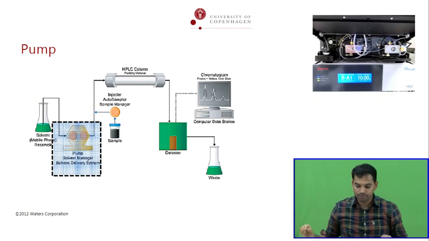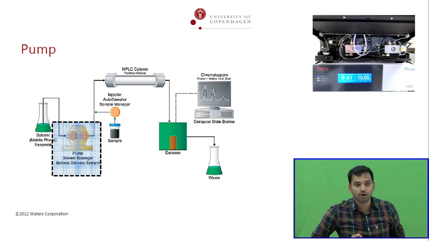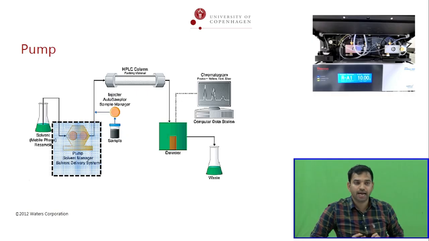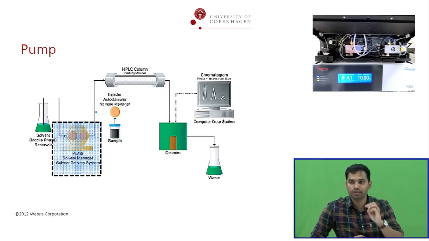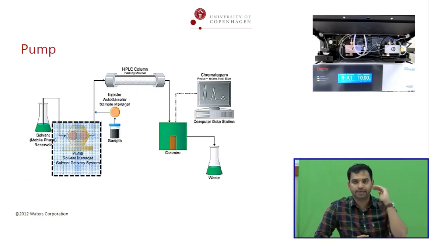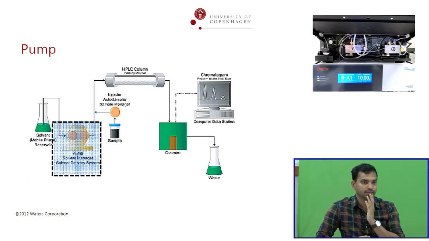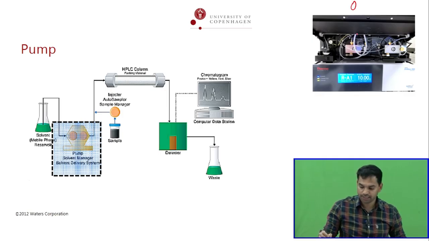And then the most important part of the HPLC is called the pump, because that is something that handles high pressure and sends the flow at the right rate. If you want 200 microliter per minute, it will send exactly 200 microliter per minute. And that's the job of the pump. It takes the solvents from the bottle upstairs, right?